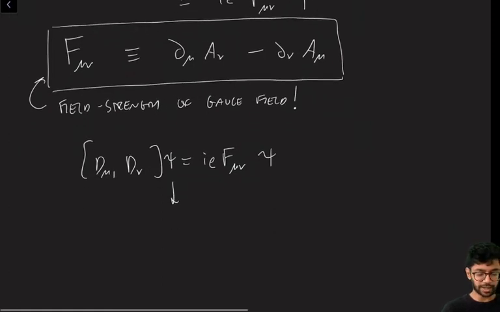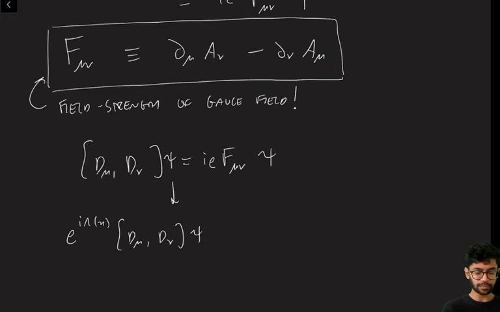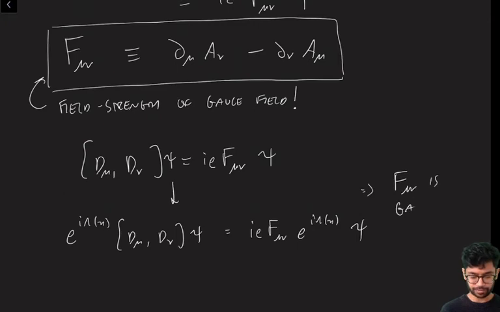Well, the point is, I know how the gauge covariant derivatives transform. They just transform with an overall phase. And furthermore, I know how psi transforms, an overall phase, which just goes straight through the F. Sorry, let me write it like this. And so I can just cancel the e to the i lambda from both sides, and this immediately implies that F mu nu is gauge invariant.